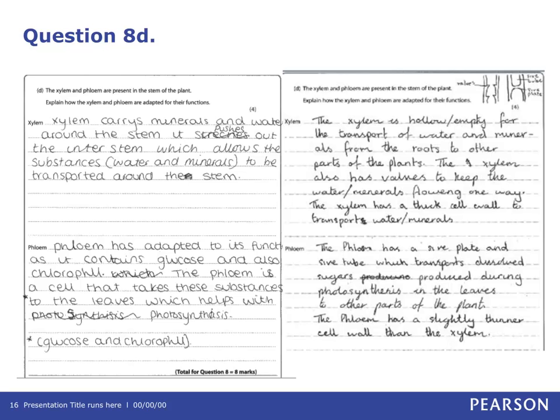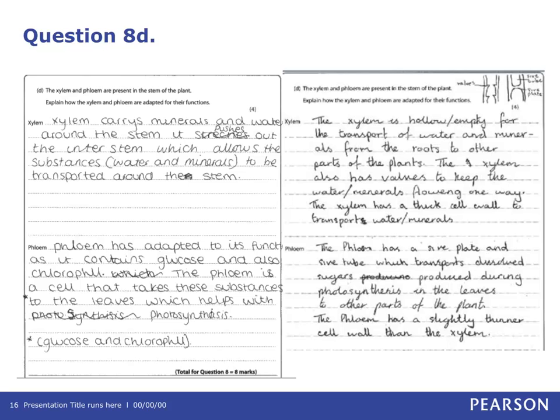Learners generally found question 8d quite difficult. Some learners were able to score 1 or 2 out of the 4 marks available for giving a function of either the xylem and phloem or both. However, only the very best learners were able to explain how the xylem and phloem were adapted.